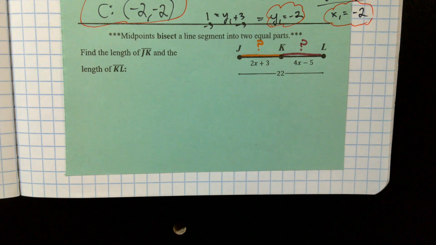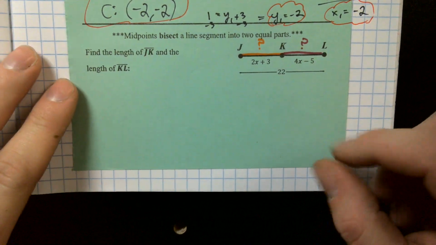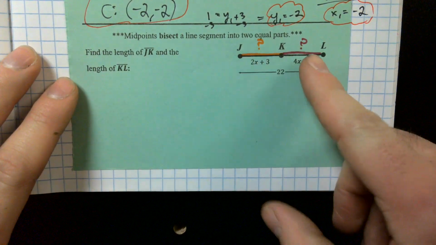Now this one you may right away look at and see, oh, obviously I know what it is, because what's the length of the whole line segment? 22. So if I'm bisecting this line segment, how long should each of my two mini segments be? 11. So let's keep that 11 in our heads and see if we can set up an equation to solve this out. Okay? If I take these two mini segments, right?